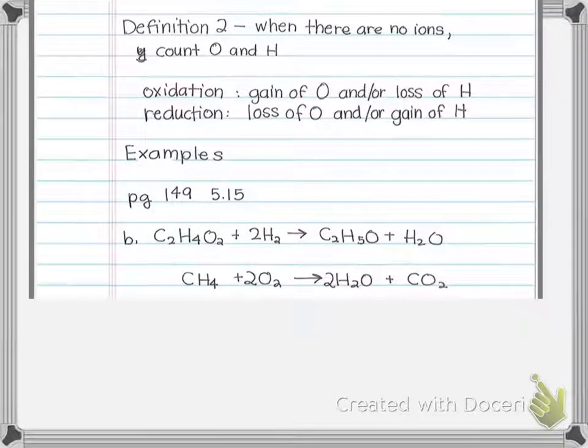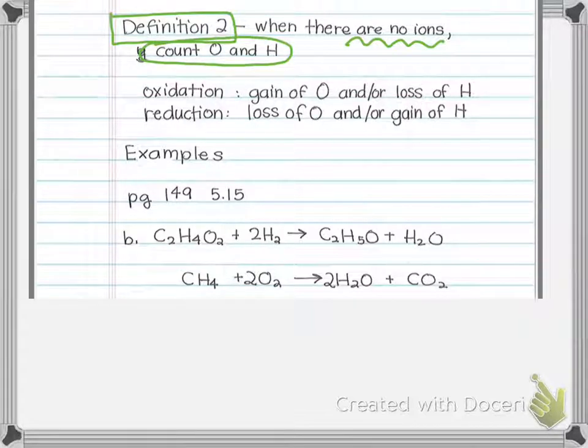Well, there are some reactions that don't contain ions, so that's where we get definition 2. When we cannot see any ions, we use definition 2, and our definitions are going to be based on oxygens and hydrogens. So let's look at the two definitions. The first one is oxidation. Oxidation says it's the gain of oxygen and/or, which means both things could happen or only one, the loss of hydrogen. So notice that if we're gaining the oxygen, we're losing the hydrogen.